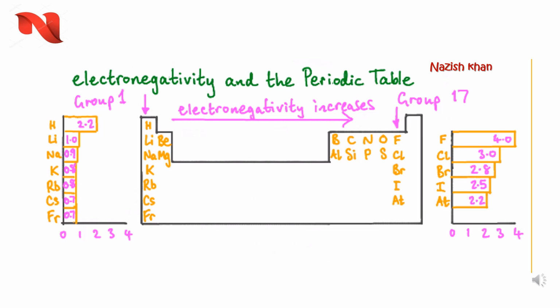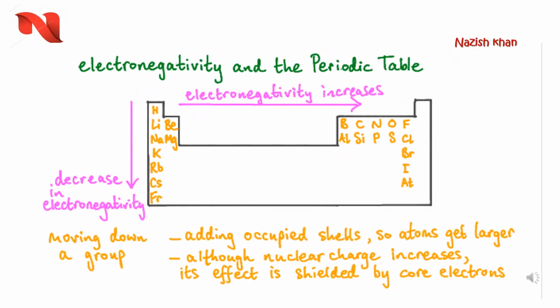This trend is seen in group 1, where values range from 2.2 for hydrogen to 0.7 for francium. This trend is repeated as we move down group 17, where values range from 4.0 for fluorine to 2.2 for astatine. So as we move down each group in the periodic table, electronegativity values decrease.